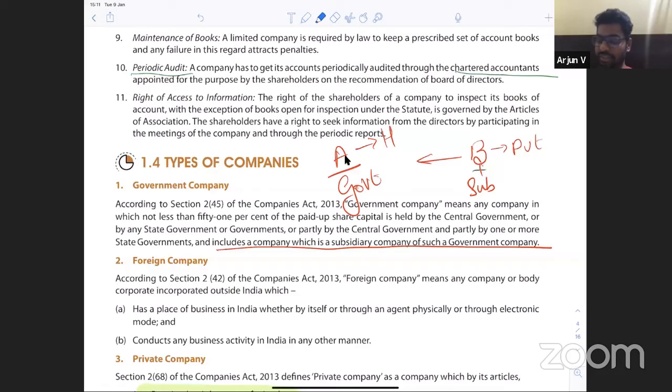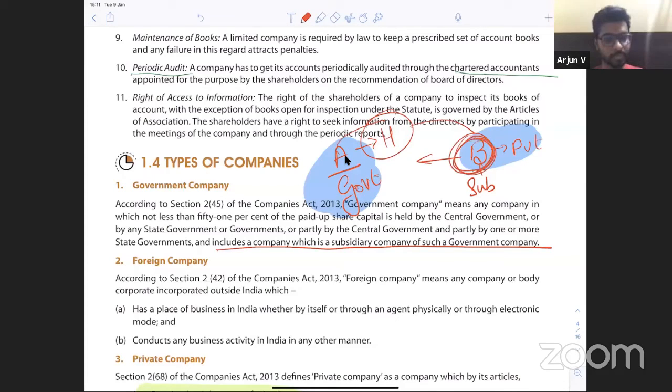B is a private limited and there is a company called A, which is a government company. Because of this condition, A company became a holding company of B. Therefore, B is a subsidiary of A. Understood? If this scenario happens, we then say B is also a government company. Everyone understood?